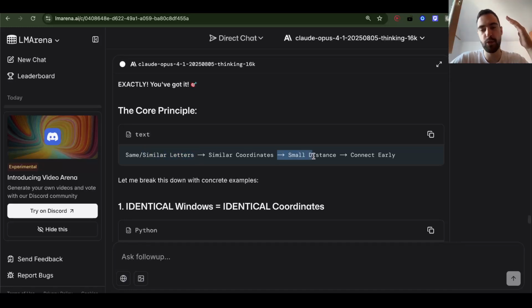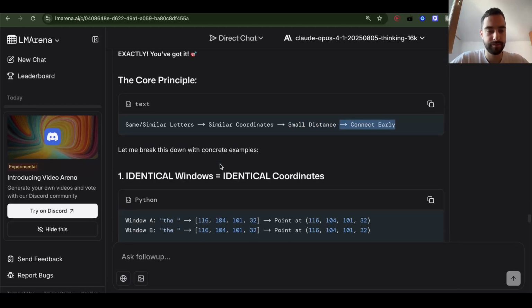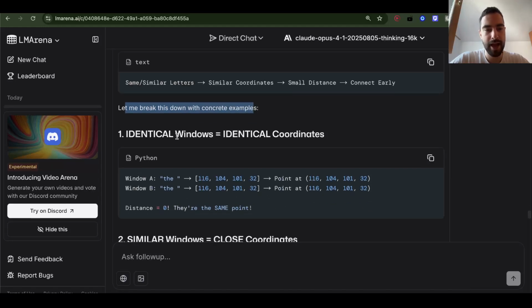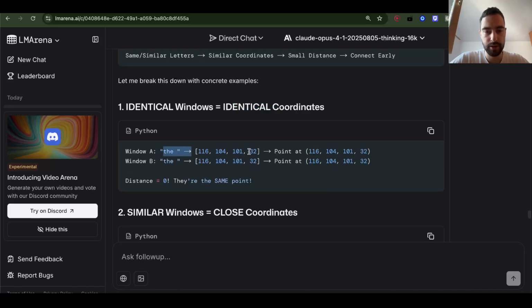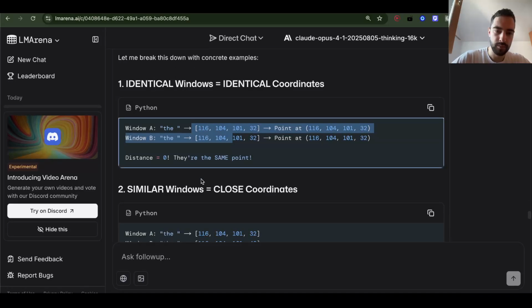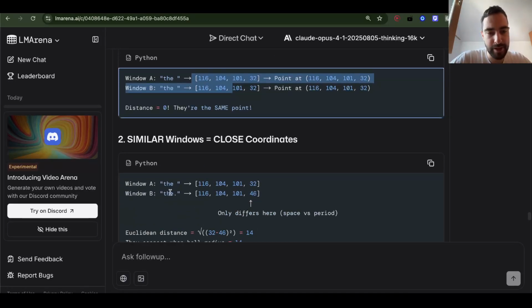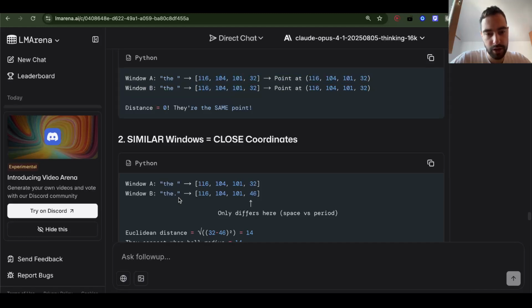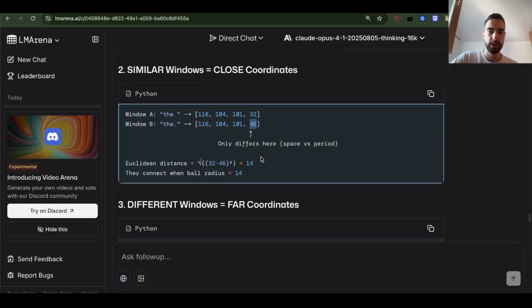So it has small distance and connects early. When we have these, let me break this down with concrete examples. Identical windows equal identical coordinates. The two windows have the same bytes, distance 0, they are the same point. Let's say we have the space and the dot, just a dot would be a different byte. So it only differs in one byte, one coordinate. Euclidean distance between space and dot is 14. They connect when ball radius is 14.